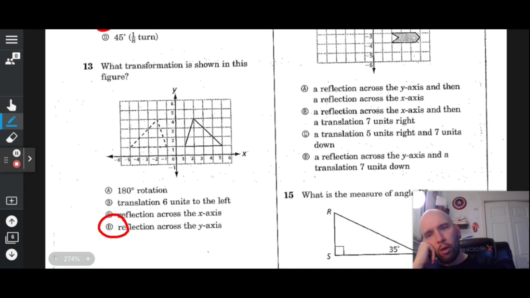It's a reflection over the y-axis. It's not a translation because it's a mirror image. It's not a rotation because it's not upside down. It's a reflection over the y-axis.